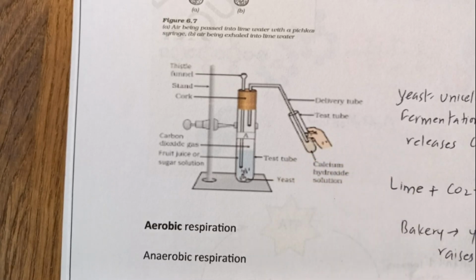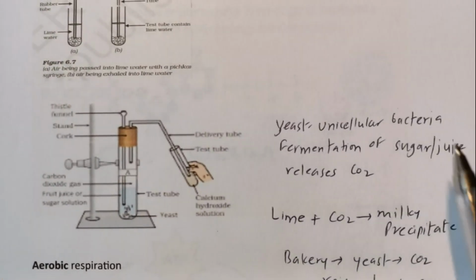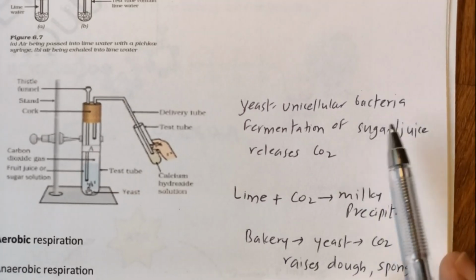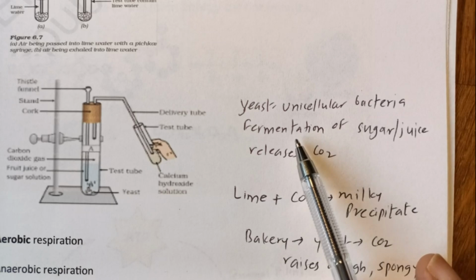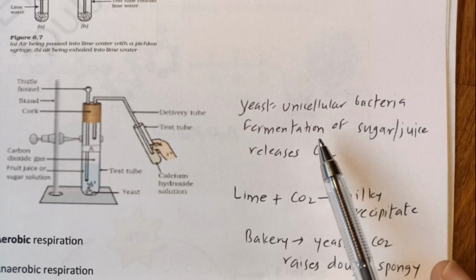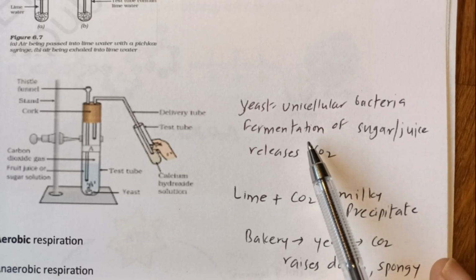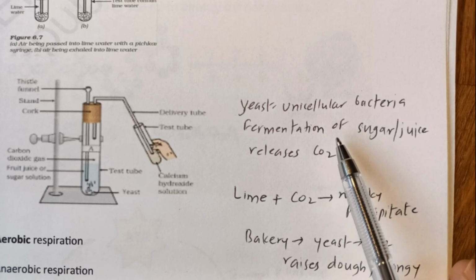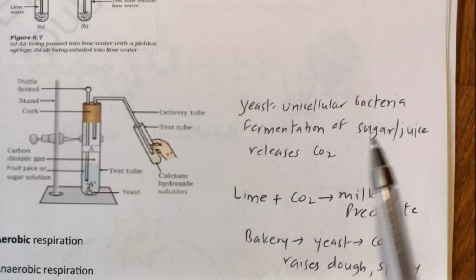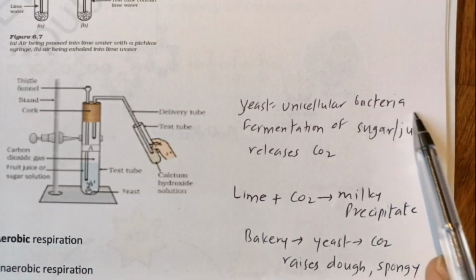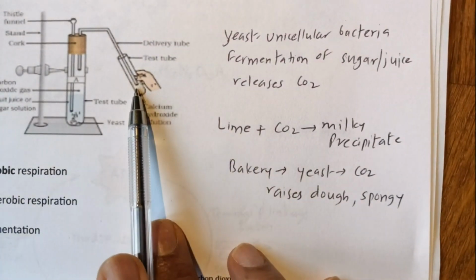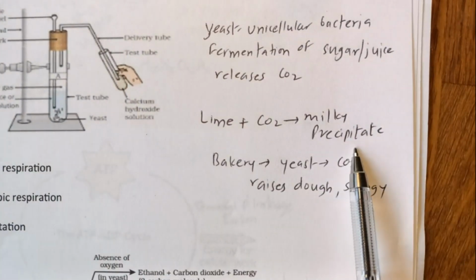Again, the yeast is a unicellular organism, and its metabolism is a process called fermentation, that is anaerobic respiration. It causes breakdown of the sugar or the juice that is there in the test tube, which releases carbon dioxide. And this carbon dioxide combines with the lime here, and that causes a milky precipitate.